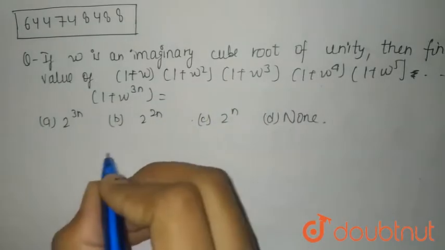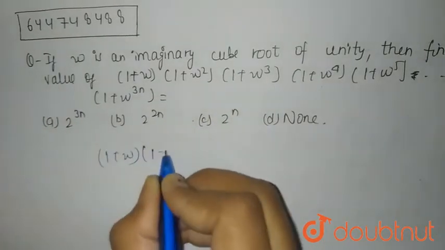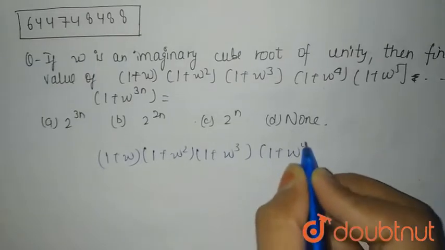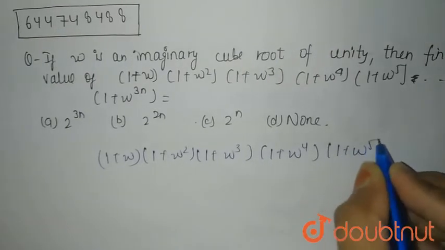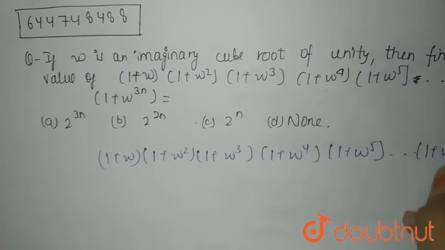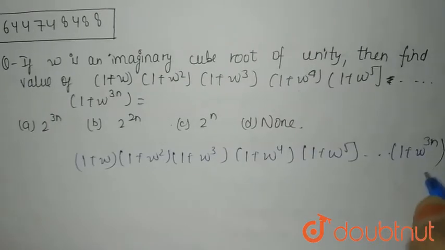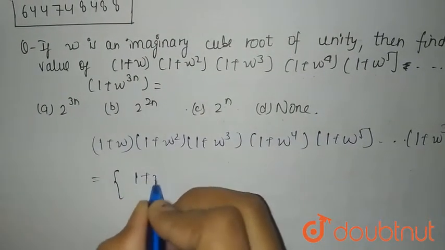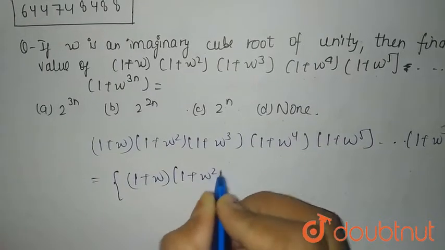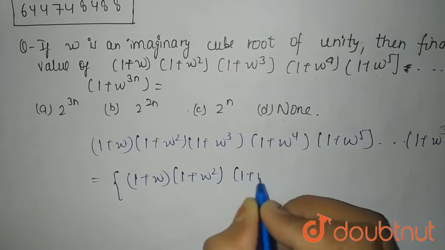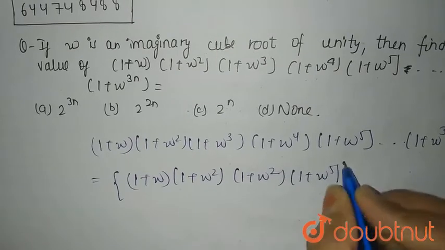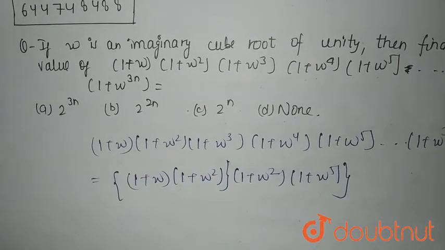So first of all, we have (1 + omega)(1 + omega^2)(1 + omega^3)(1 + omega^4)(1 + omega^5) and so on up to (1 + omega^(3n)). So this can be written as (1 + omega)(1 + omega^2), (1 + omega^4)(1 + omega^5) in a single bracket.